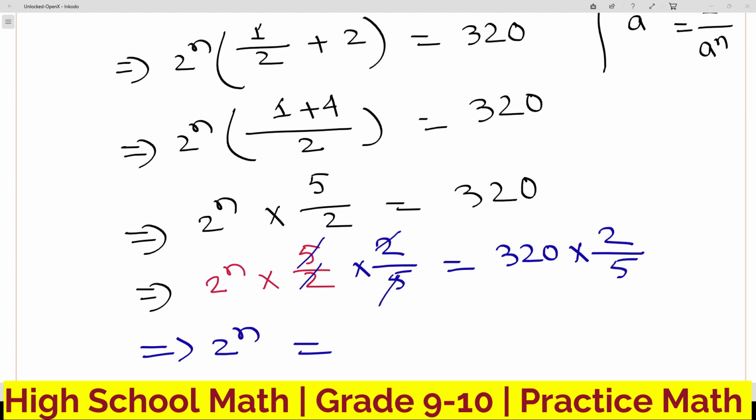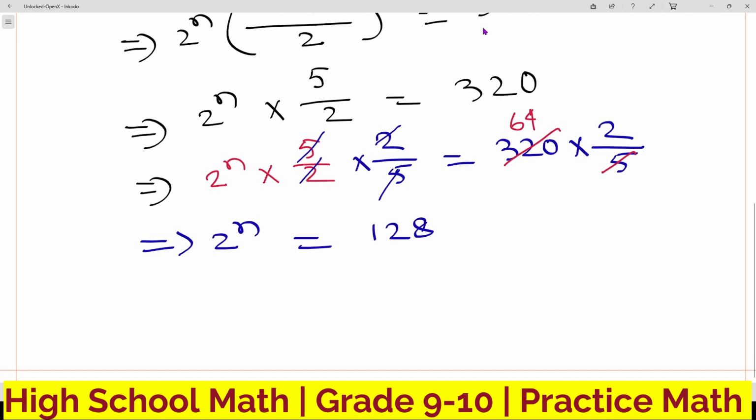We can use a calculator if allowed. So 320 divided by 5 is 64. 64 times 2 equals to 128. How? Because 320 divided by 5 is 64. Now 64 times 2 is 128.